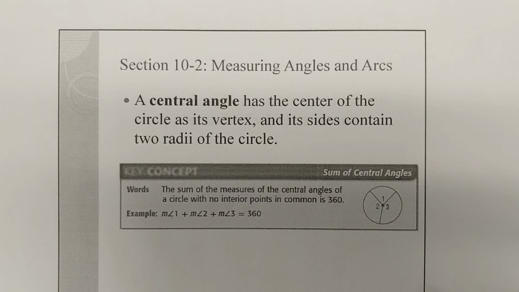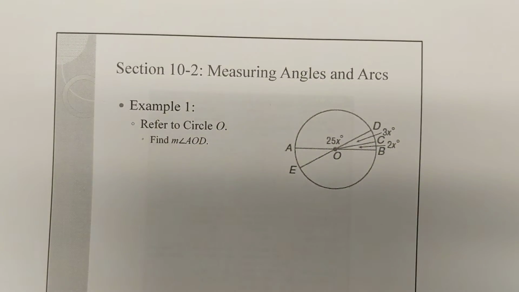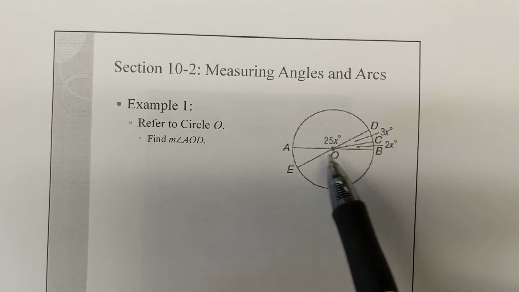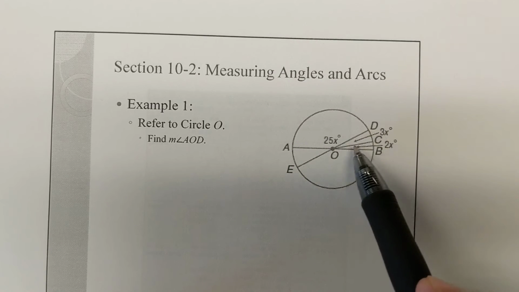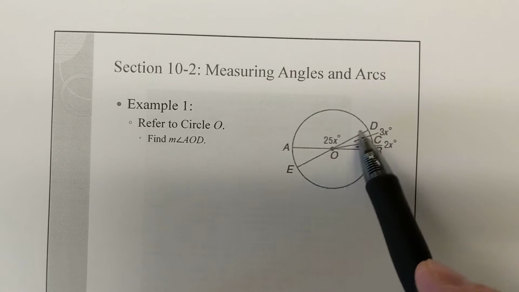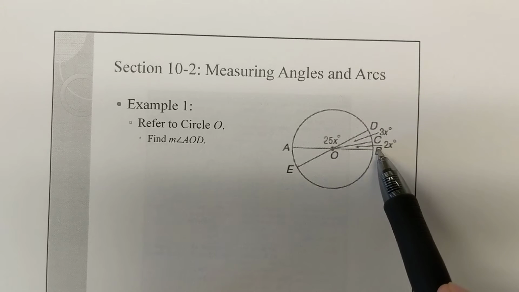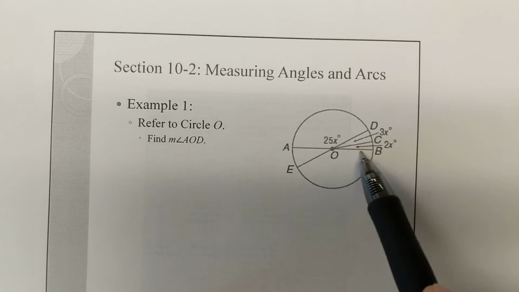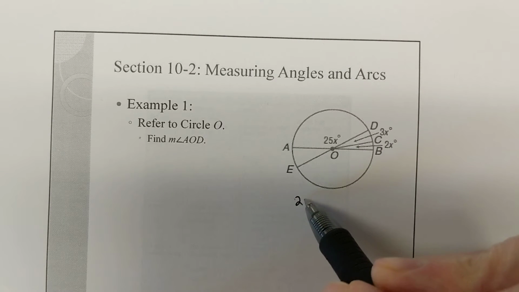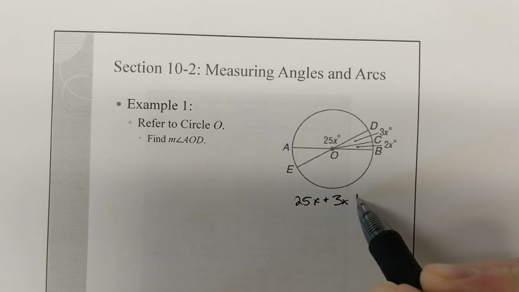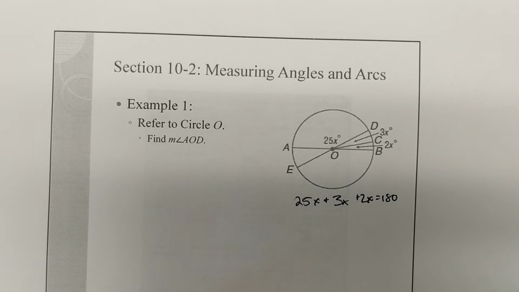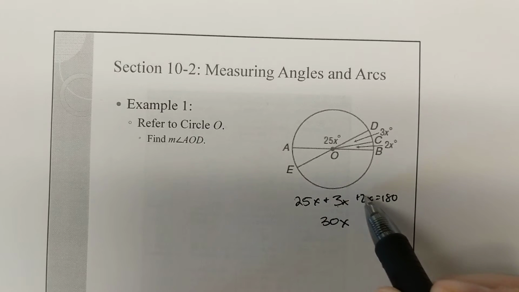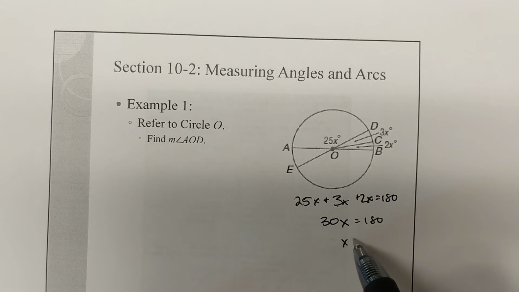So if you have half a circle, they have to add up to 180. If you have a quarter of a circle, they have to add up to 90. So example 1 down here, for circle O, find the measure of angle AOD. Before I can do that, I need to find the value for x. Now I have AOD, DOC, and COB, and they make up half of a circle. AB is a diameter, which means that I can add them all together and set them equal to 180 degrees. So that would be 30x, 25, 28, 29, 30. So x is 6.